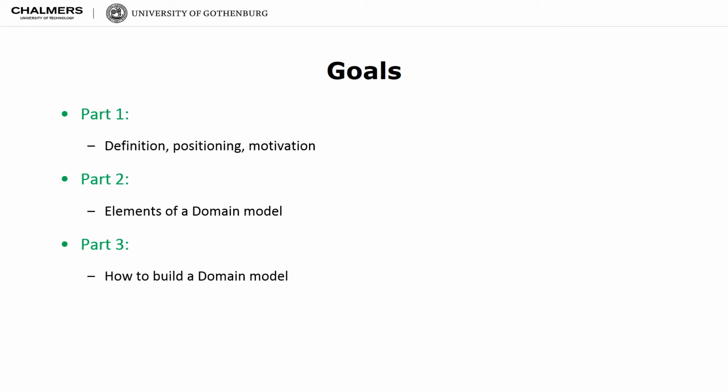This lecture is structured in three parts. In part one, we will give a definition of what a domain model is, and we will position the use of the domain model in the context of the software process, in particular of requirements and software architecture. In the second part, in the next video, we will cover the elements that constitute a domain model, and in the last part, we will give you some tips and guidelines on how to build a domain model.